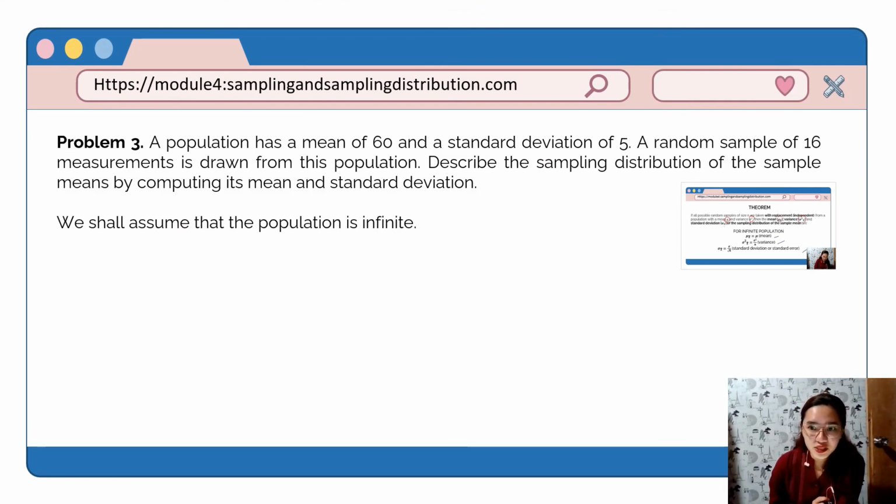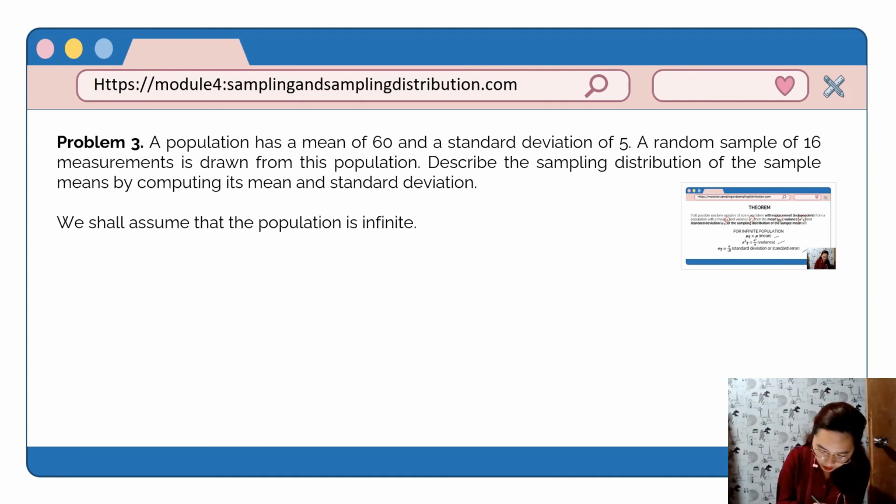Alright, so let's have examples naman ng mga problems that involve yung mga infinite population naman natin. So, problem number 3, the population has a mean of 60 and standard deviation of 5. A random sample of 16 measurements is drawn from this population. Describe the sampling distribution of the sample means by computing its mean and standard deviation. So, we shall assume that the population is infinite.